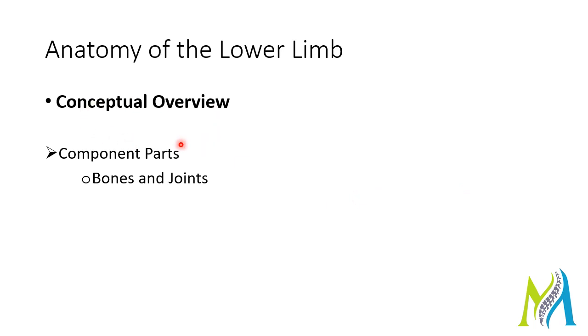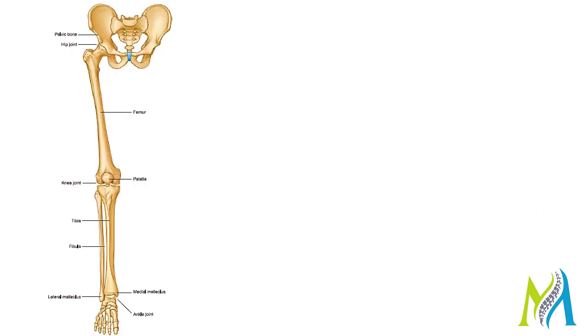So we're still in the conceptual overview, and we are talking about now the component parts, which include the bones and the joints. Now, as you know, the bones of the gluteal region and the thigh are the pelvic bone and the femur.